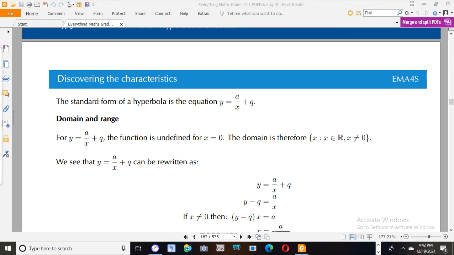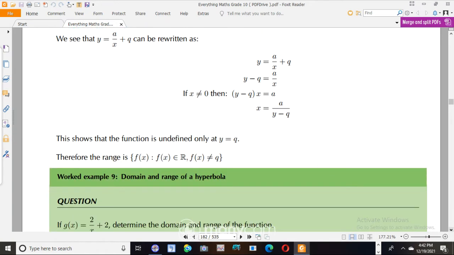We see that y is equal to a over x plus q can be rearranged. When you rearrange this, we can get, if y is different from q, x is equal to a over y minus q. This shows that the function is undefined at y is equal to q. Therefore, the range is the set of real numbers, f of x is different from q, or y is different from q. So the range can be calculated in such a way.